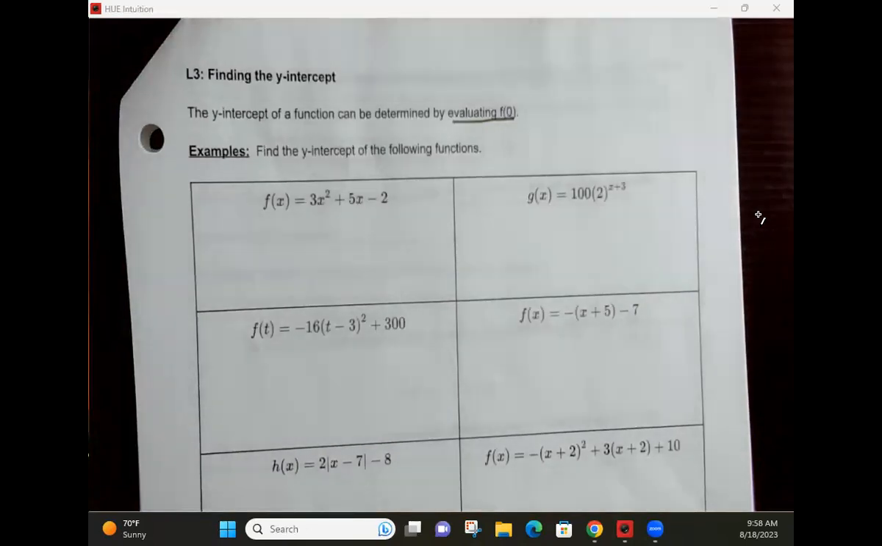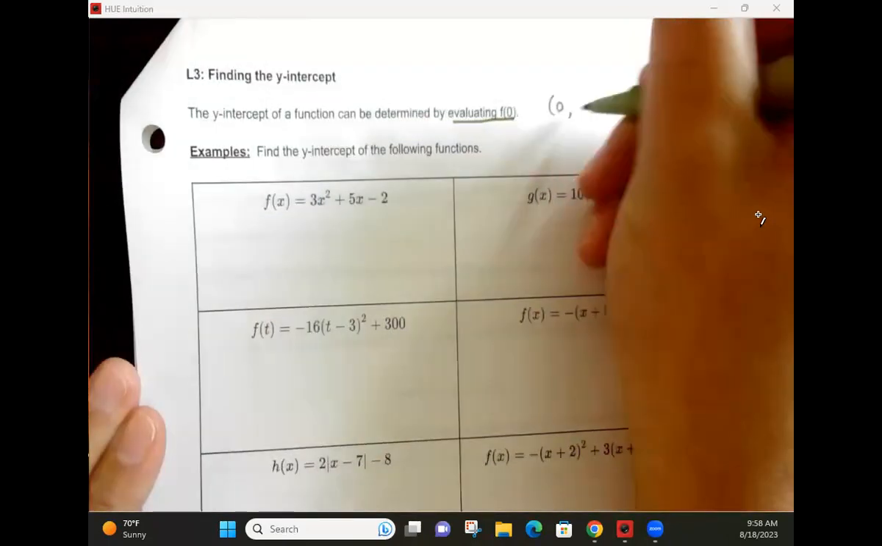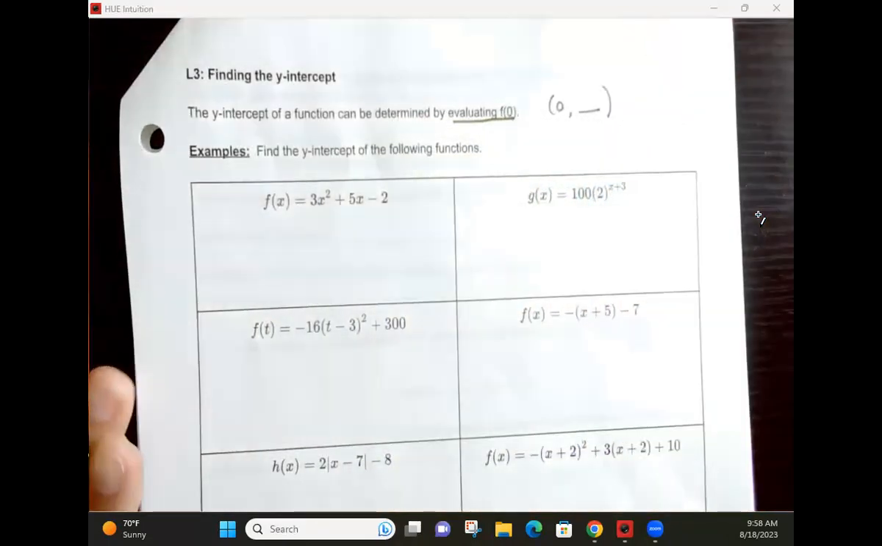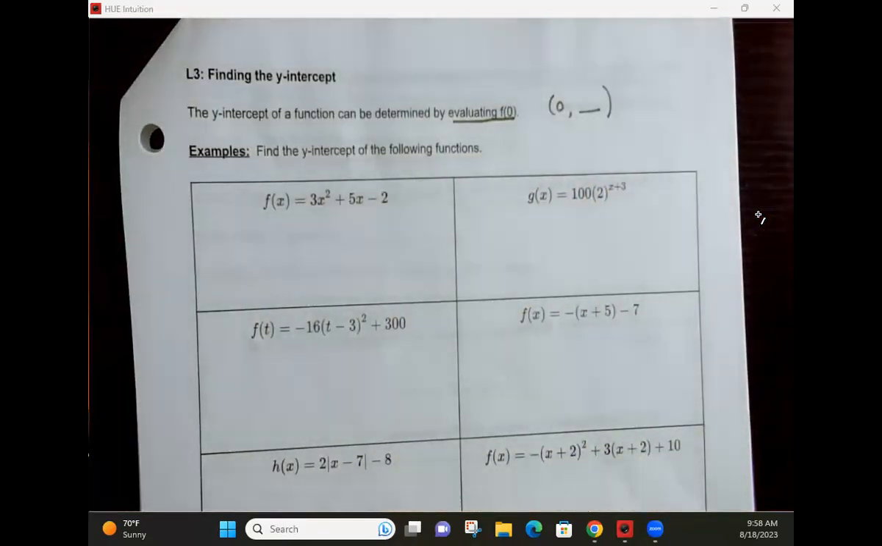Why f of 0? Yeah, for the y-intercept, our x coordinate is 0. So it's going to be 0 comma something. If I want to know what the y-intercept is, I need to know f of 0. So that's what we're going to look at for today. That's our big idea for today.